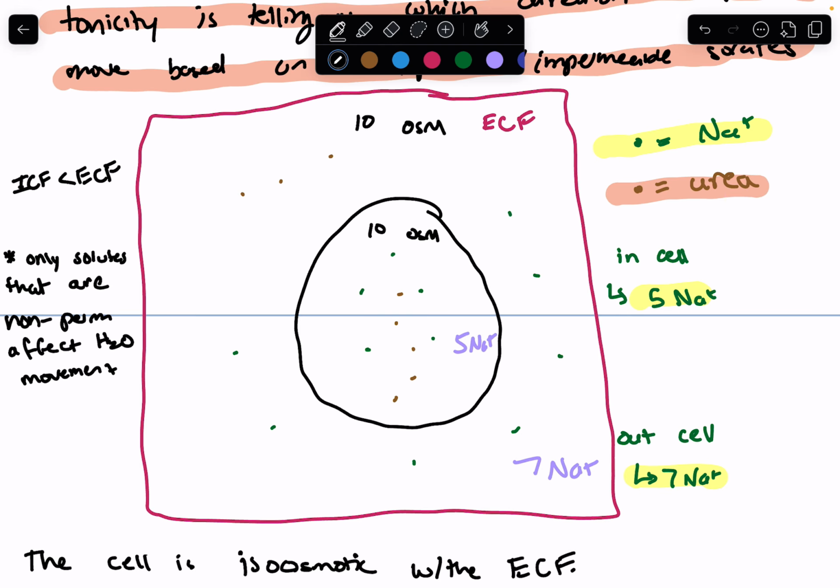So in this case, in order to reach equilibrium, we're going to have water move from its low concentration, which is here, to high concentration, which is here, which means consequently the cell is going to get bigger, right? Because water is rushing in.